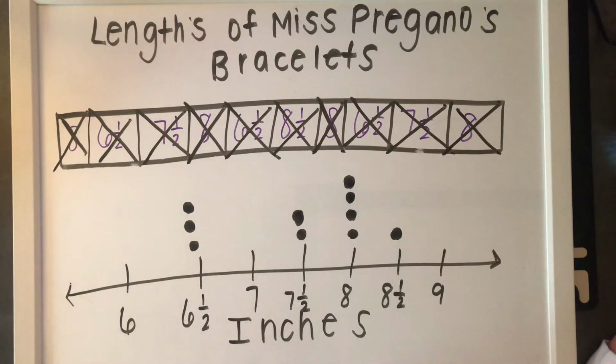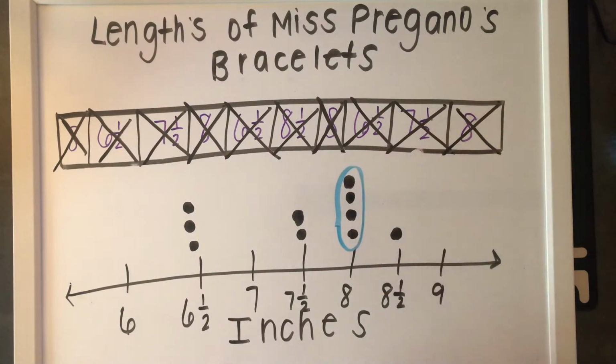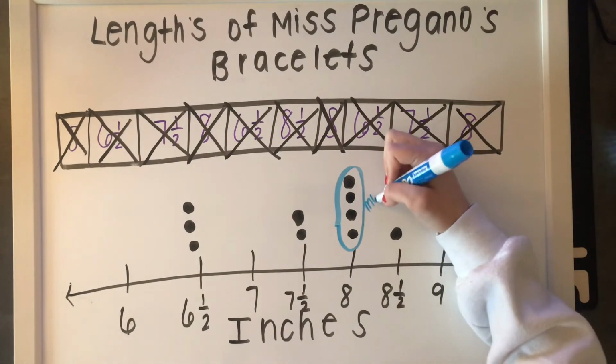Now they could go back again and ask you the same types of questions as yesterday. So once you have your data down and your line plot is here, you can look at it. Some things I can notice, if I'm going to be asked today, is which one is the most common, which means which length of bracelet has the most plot points above it. That's almost like most popular. It has the most. So 8 inches is most common.